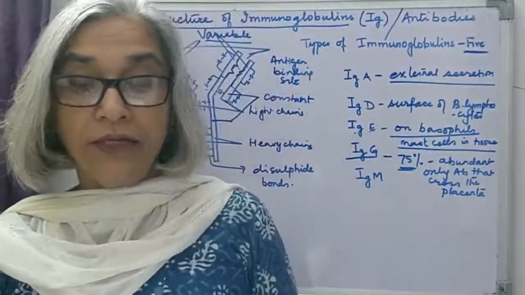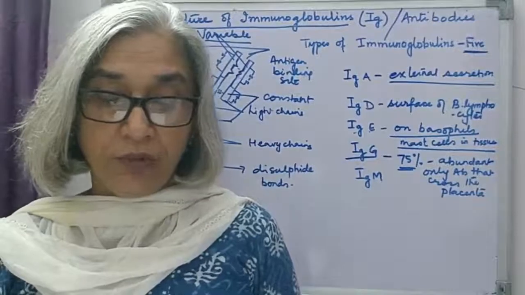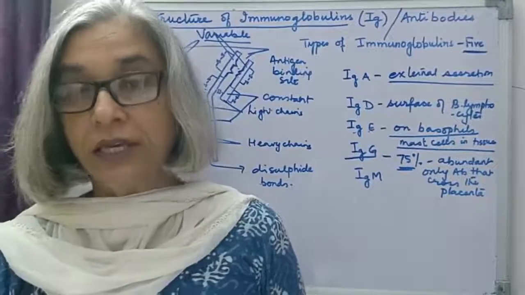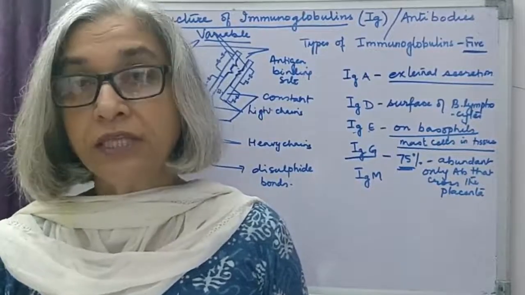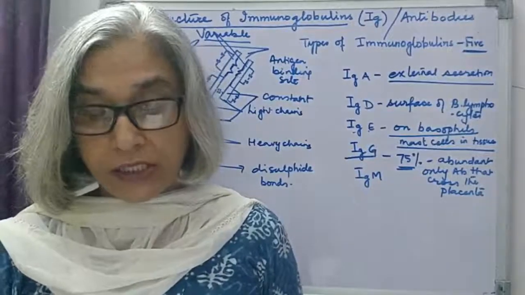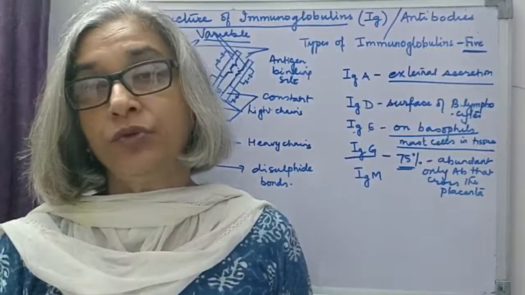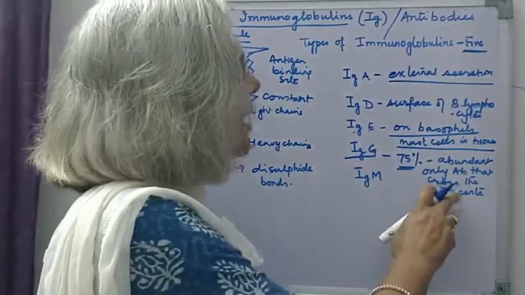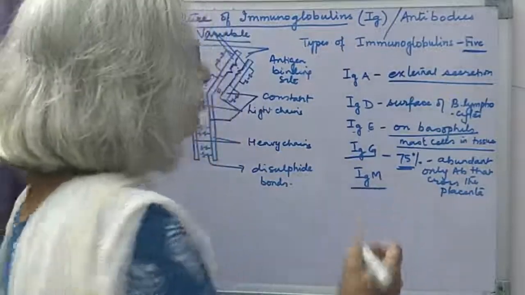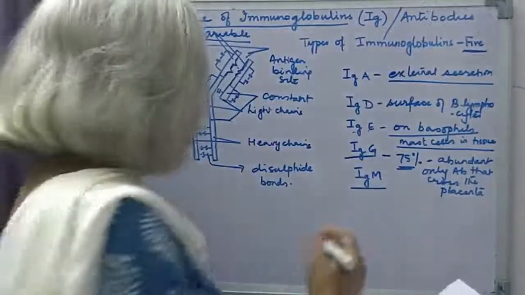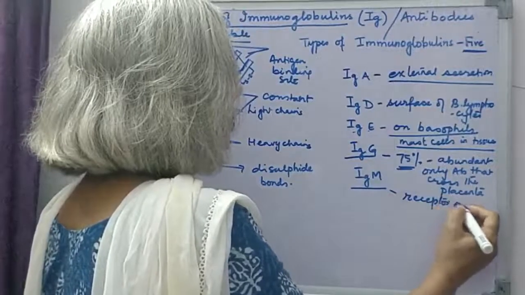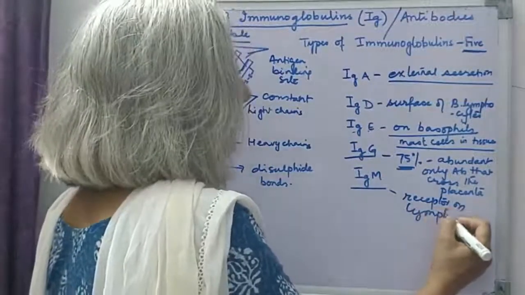The function of IgG, being the most abundant in blood plasma and circulation, is that it helps in the stimulation of phagocytes. It attacks the pathogens, that is both viruses and bacteria, and even the bacterial toxins. It provides passive immunity to the fetus because this is the only antibody that can cross the placenta. Then we come to the fifth kind of antibody, IgM, which is present as a receptor on the lymphocyte surface.